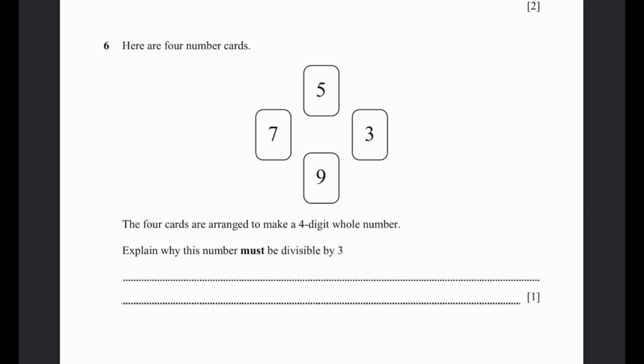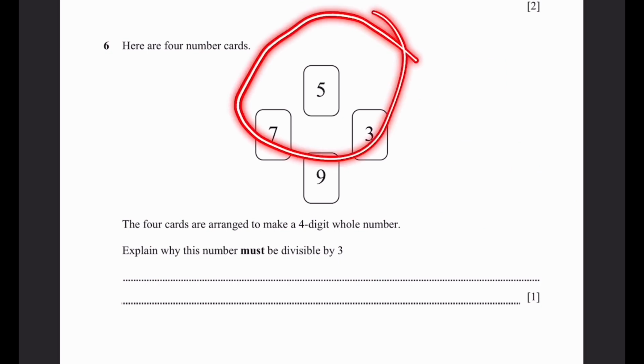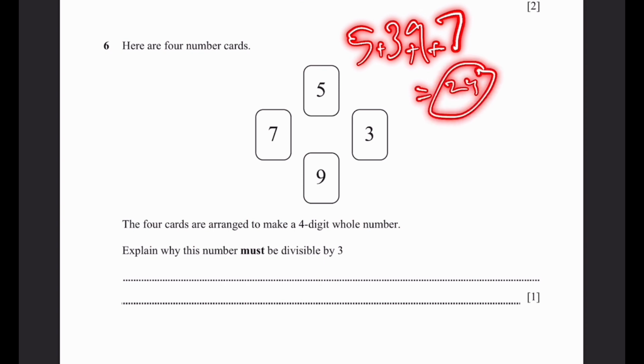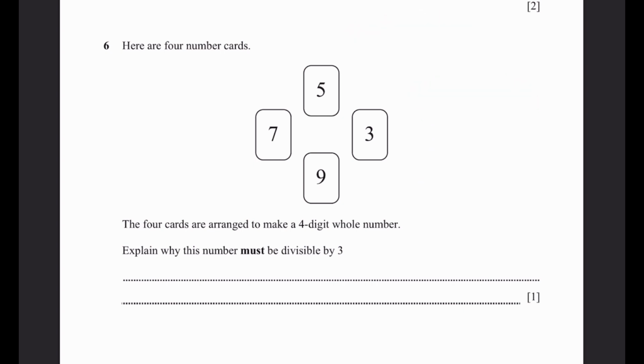So no matter what order we arrange it in, let's say 5, 3, 9, 7 or something, when we add it up, it'll always be the same. The sum will be the same. And we divide by 3, we always get 8 as the answer. And that means it is divisible by 3 because it's always a whole number.